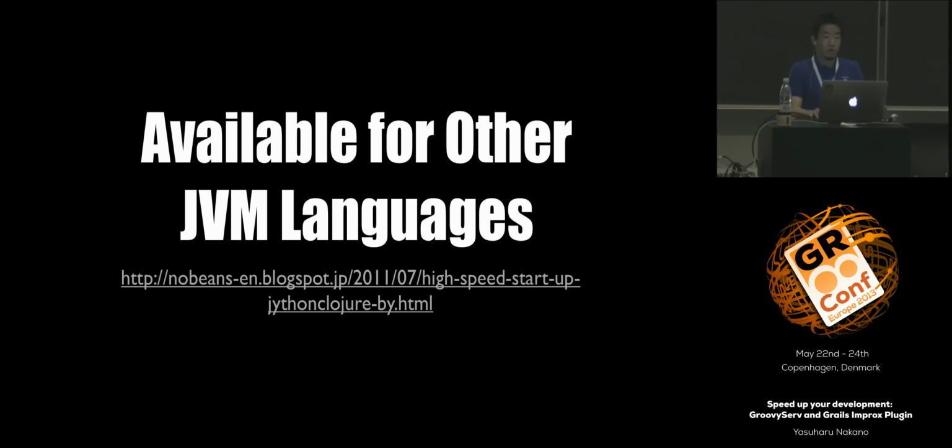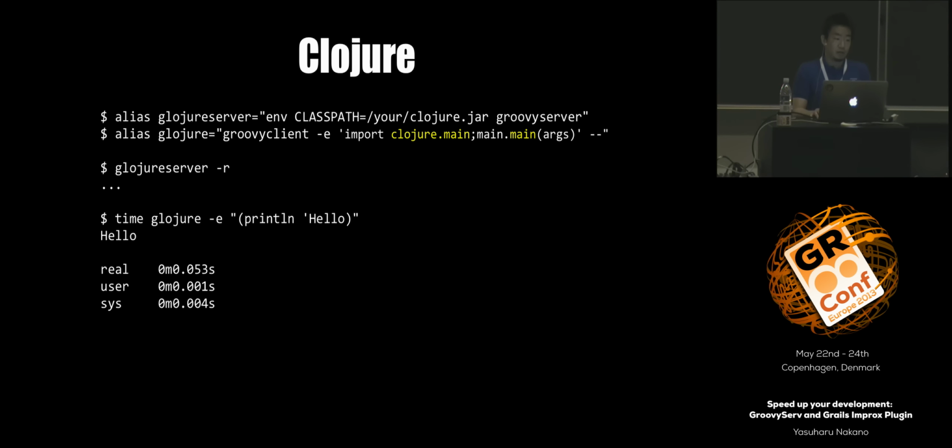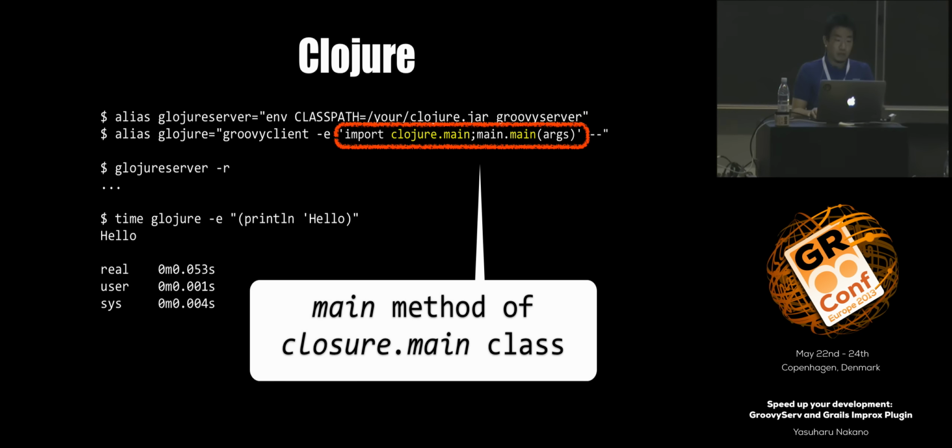GroovyServ is available for other JVM languages. For example, Jython. Jython is an implementation of Python written in Java. And Clojure. Clojure is a dialect of Lisp. I think you can also apply it to other JVM languages. All you need to do for this purpose is to specify an entry point of the language. For example, in the case of Clojure, the entry point is the main method of the Clojure main class.